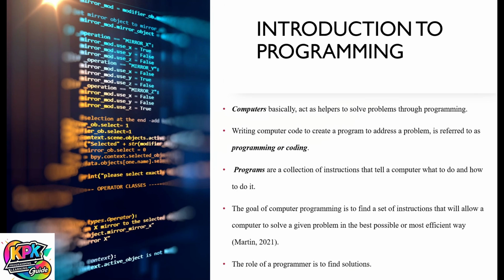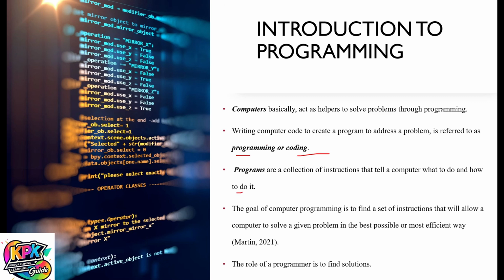Introduction to programming. So basically, computers help programmers solve problems. A computer can't do anything by itself. What it does is that it's going to follow a set of instructions that are being given to it by a programmer. And then this set of instructions are what we call programs or codes. So basically, writing a computer code to address a problem is what we refer to as programming or coding. And then codes or programs are a collection of instructions that tells a computer what to do and how to do it.